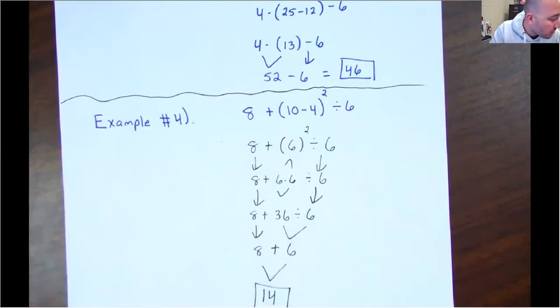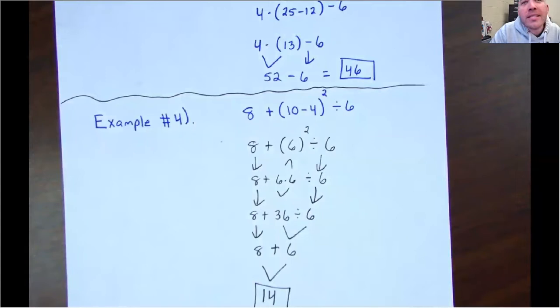All right, guys, so we showed you 4 different examples. Example 1, we had an exponent. Example 2, we had parentheses and an exponent. Example 3, we had an exponent inside the parentheses. And example 4, we had an exponent outside the parentheses.